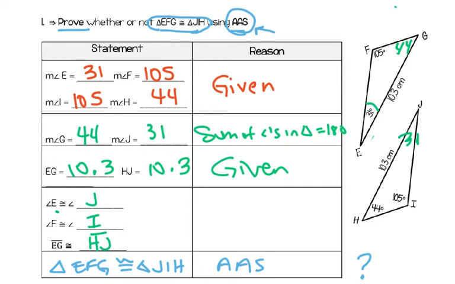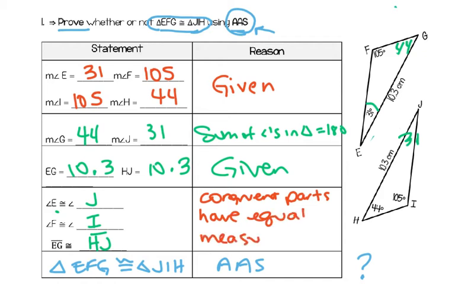If you think back to what we just talked about on the previous video, congruent parts. I'm saying that these are congruent parts because they have equal measures. So that's why I know that they're congruent, because they have equal measures. I already found out up here that their measures were equal, and so because of that, I'm making the conclusion that they are congruent.